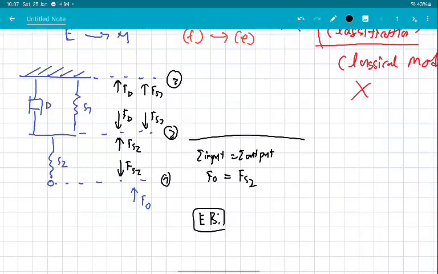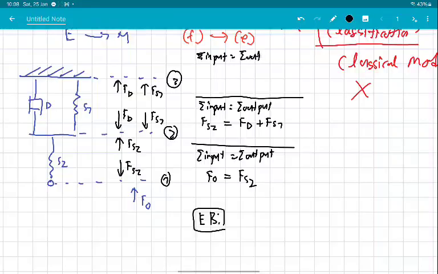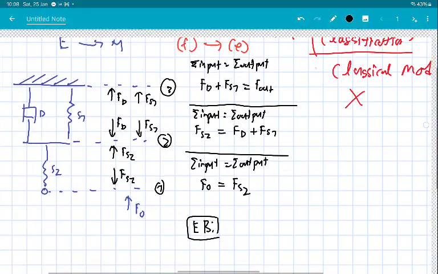And our second line of action, again, the sum of input is equal to the sum of output. So therefore, Fs2 results in Fd plus Fs1. And in our third line of action, the sum of input is equal to the sum of output, which would be Fd plus Fs1 equal to our F out, but in this case it's 0.